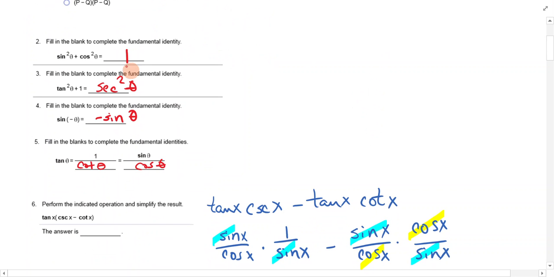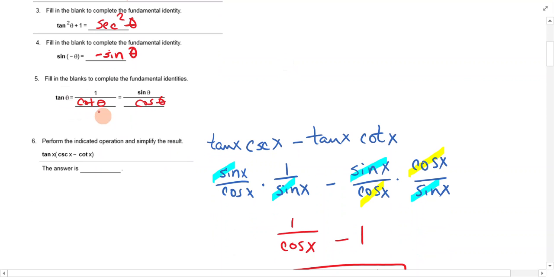Number 2, sine squared theta plus cosine squared theta. That's equal to 1. Tan squared theta plus 1 equals secant squared theta. Sine of negative theta is equal to negative sine theta. This is all straight from your identity sheet. Fill in the blanks. Tan theta is equal to 1 over cotan theta, and that's equal to sine theta over cosine theta. So those are both things you could use instead of tan.